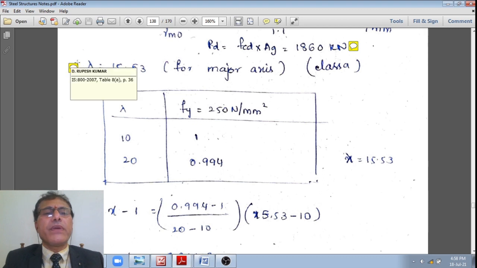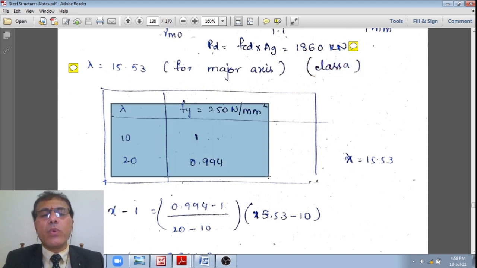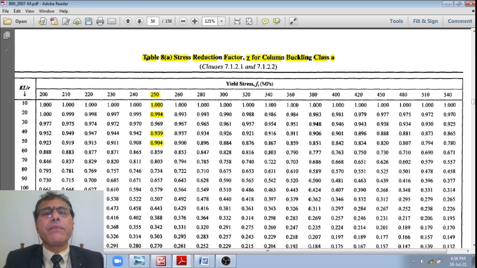Similarly, you can do it for the major axis. It is buckling class A about the major axis. Therefore, from table 8A of IS 800 2007, from page number 36, for lambda equal to 10 and lambda equal to 20, these are the respective stress reduction factors. For Fy = 250, from table 8A, the stress reduction factor chi for column buckling class A: for lambda equal to 10 it is 1, for lambda equal to 20 it is 0.994.